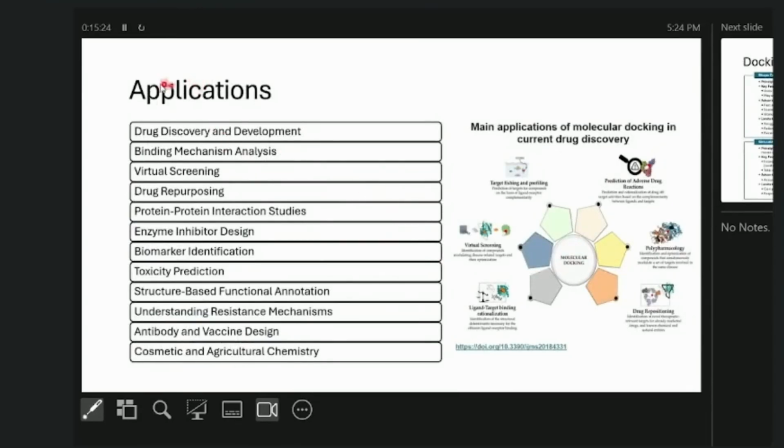So we have several applications. As I said before, we have drug discovery and development, analyzing the specific binding mechanisms, virtual screening for several candidates, toxicity prediction, agricultural chemistry, environmental chemistry, environmental biology, and so on. Or maybe we can use it to, for example, induce mutagenesis on the molecules to see how mutations affect the interactions. Sometimes it can be used for de novo design of targeting molecules, and so on.